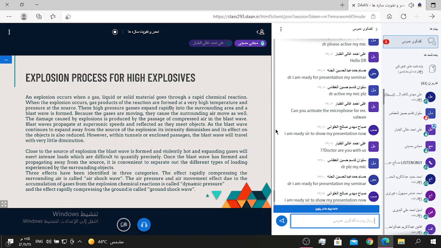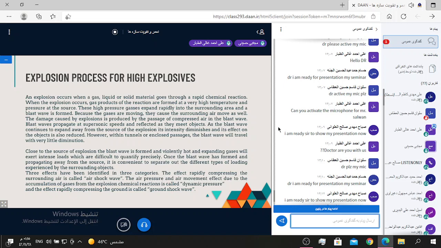The explosion process for high explosives. An explosion occurs when a gas, liquid, or solid material goes through a rapid chemical reaction. When the explosion occurs, gas products of the reaction are formed at a very high temperature and pressure at the source. These high-pressure gases expand rapidly into the surrounding area and a blast wave is formed. Because the gases are moving, they cause the surrounding air to move as well.